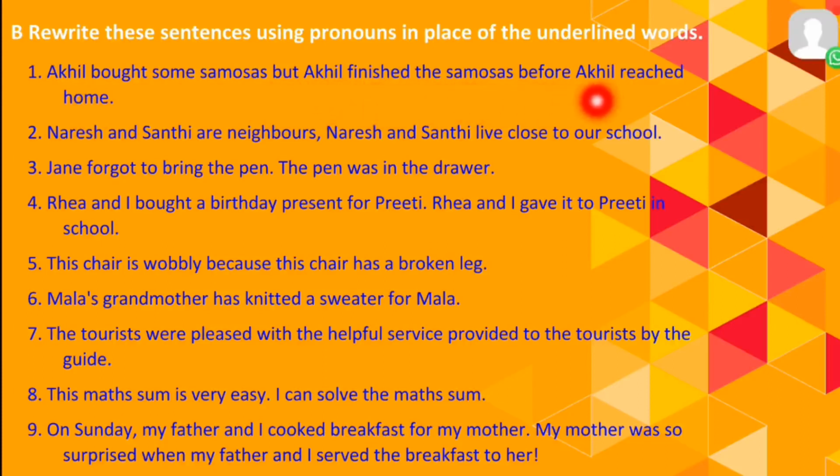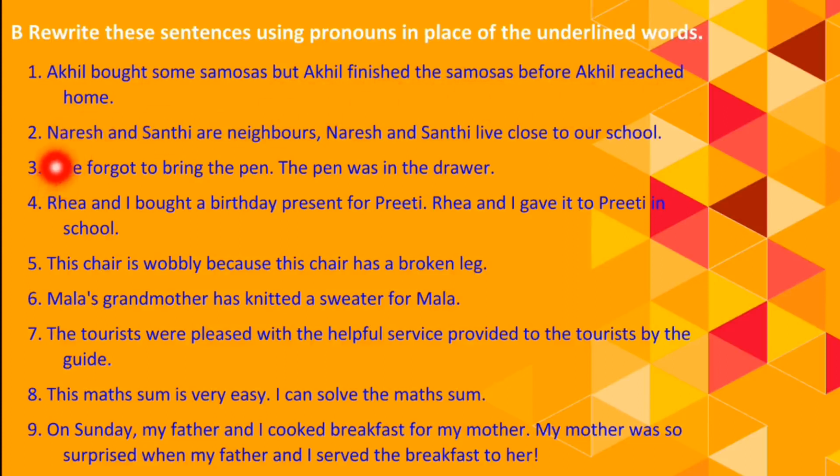Again the word Akhil is there, after that, it is reached home. Reached is a verb and home is the object. So here again Akhil is coming as a subject. We have to use a subject pronoun over here, right? So we are using he. He reached home. So the answer will be: Akhil bought some samosas, but he finished them before he reached home.